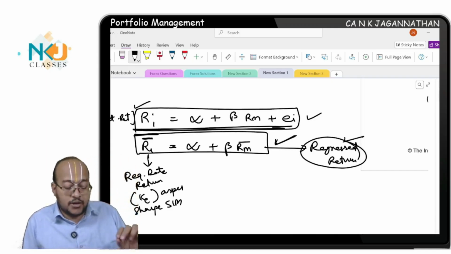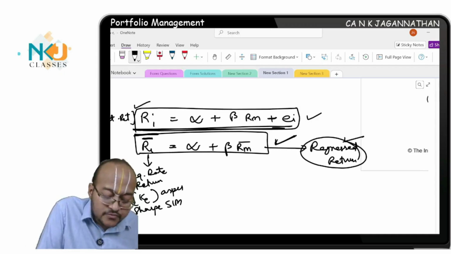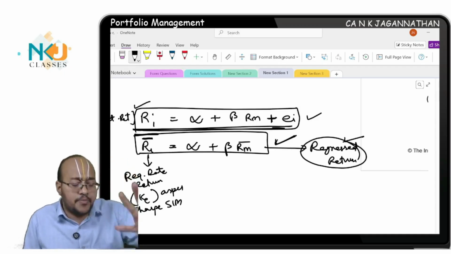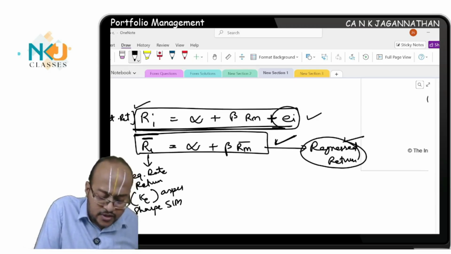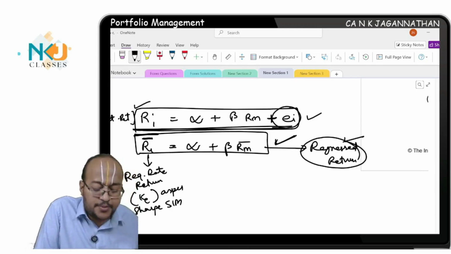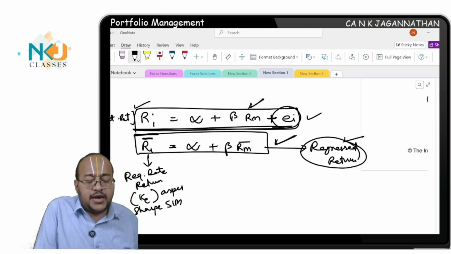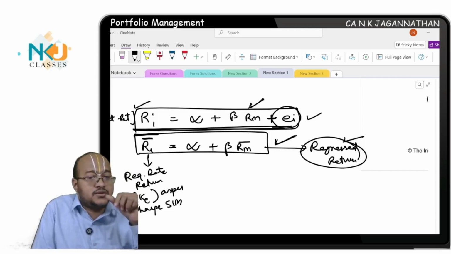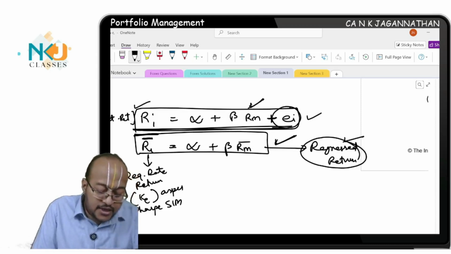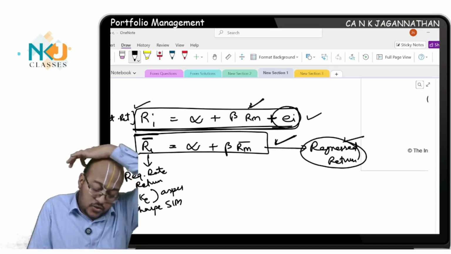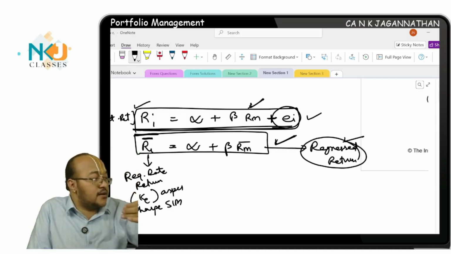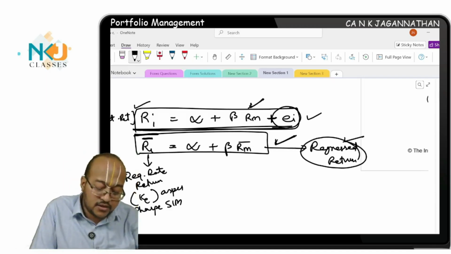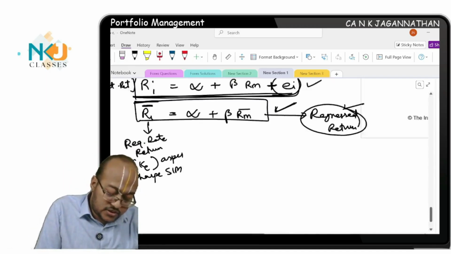Clarity is there, because for the required return, EI will not be considered. Are you all understanding? The EI will be removed. Actually speaking, alpha plus beta times Rm will be the regressed return, while for the actual return the EI term will be there. Are you all listening? Which means EI will be there while computing the actual return, because there will be error, na? So you have to consider that. Listening? Now, this we did, na?